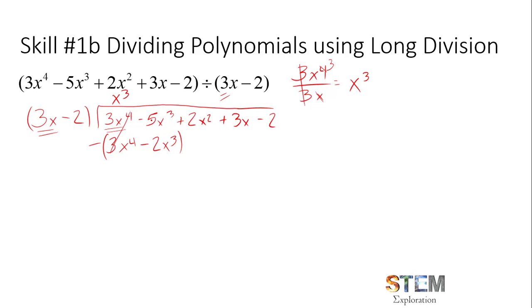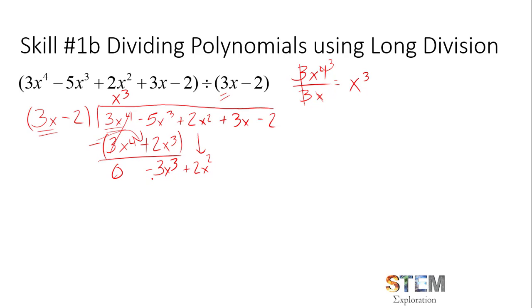And now we're going to go negative 5x cubed. And since we're just taking away the difference here, negative 5x cubed plus 2x cubed is going to give us negative 3x cubed left. Now we're going to drop this down and go plus 2x cubed. This equals 0 because it has to.